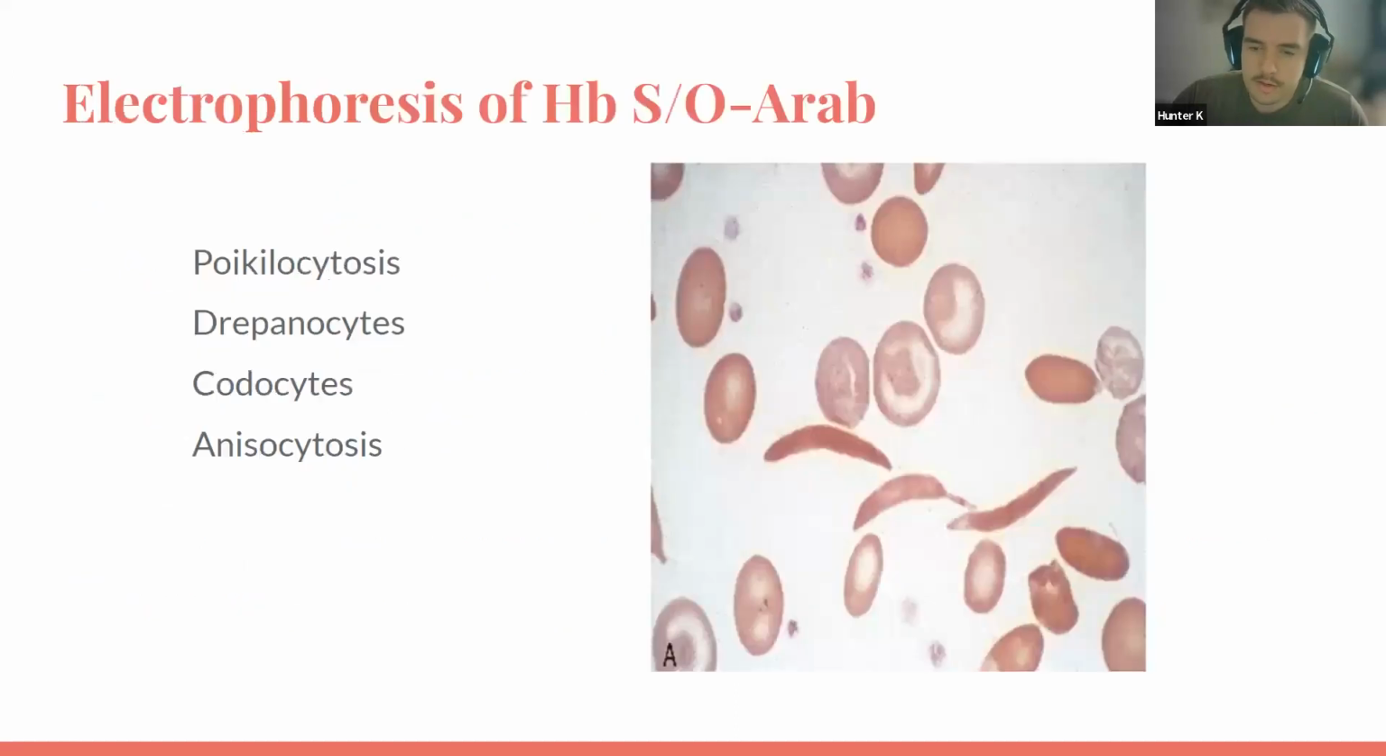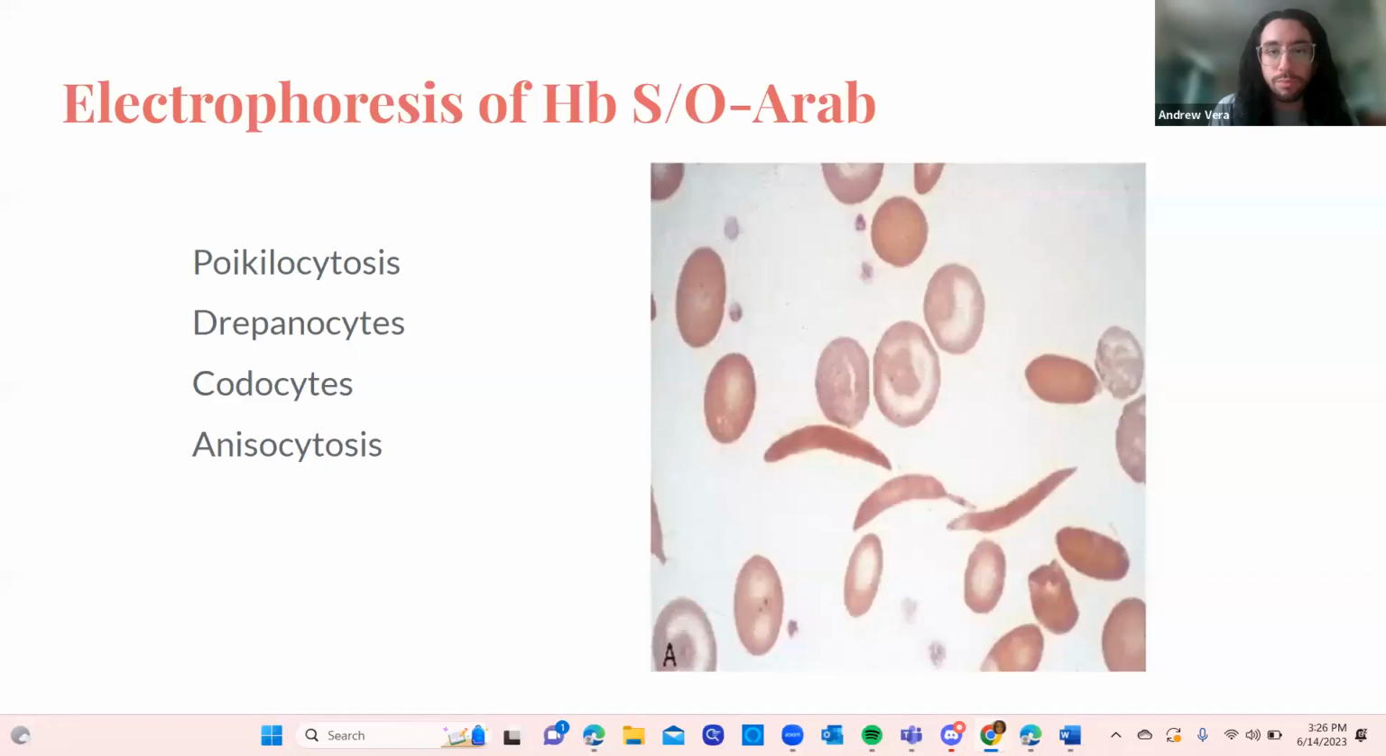And next one. So you'll see on this slide some of the pictures. This picture has some poikilocytosis. So we have some target cells, we have sickle cells, a little bit of codocytes, and this is just what a blood smear of HbO Arab can also look like. And there is actually slight sickling of the cells when it is heterozygous for HbS and O Arab.